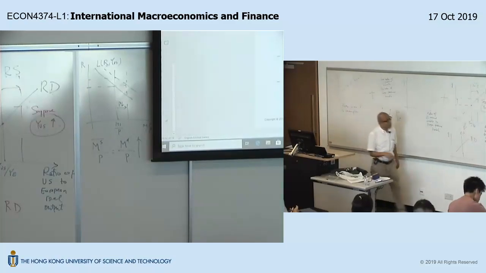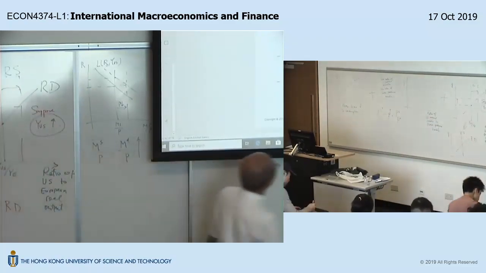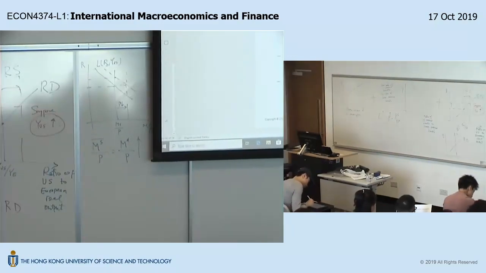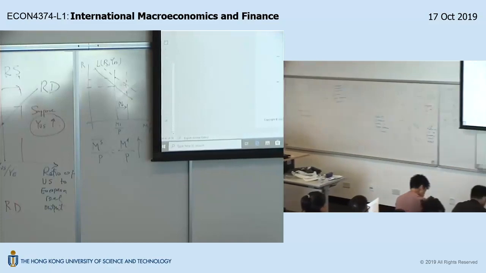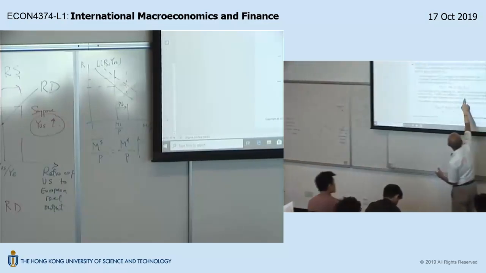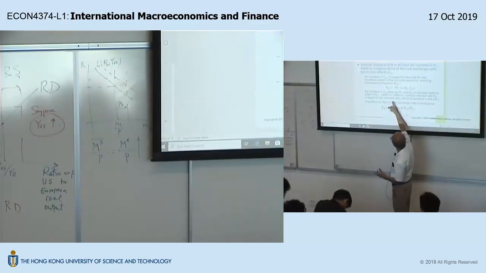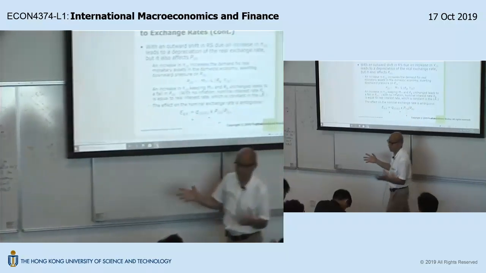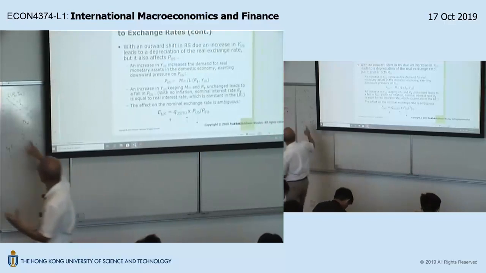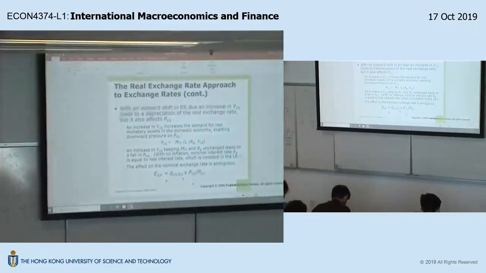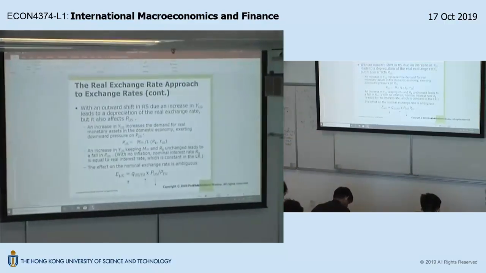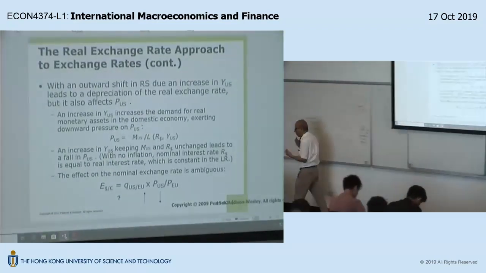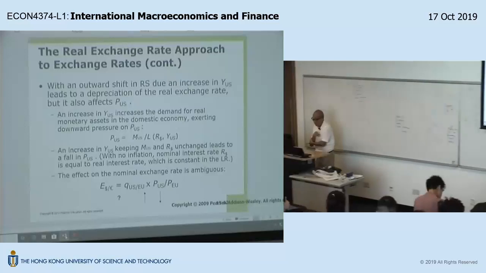The reason why the nominal interest rate is unchanged is that with no inflation, the nominal interest rate is equal to the real interest rate, which is constant in the long run. Long run neutrality of money. Okay, does that make sense? So it's ambiguous. In other words, the long run effect on the nominal exchange rate is ambiguous. Does that make sense?